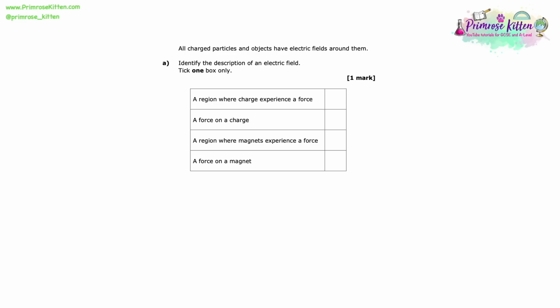All charged particles and objects have electric fields around them. Here we're asked to identify the description of an electric field, and this is a little definition that we just need to know. So we should recognise that an electric field is a region where charged particles experience a force. So the answer to this one here is our first box, a region where charges experience a force.